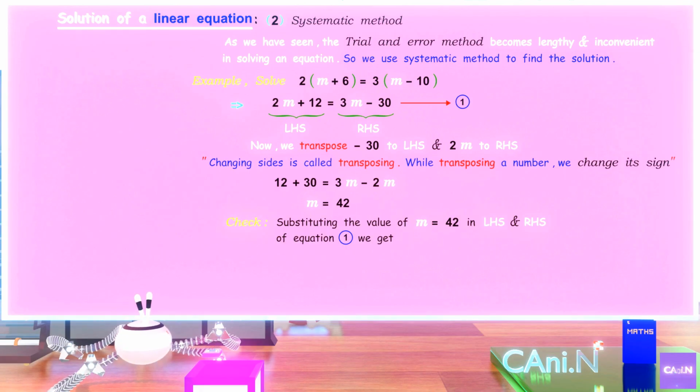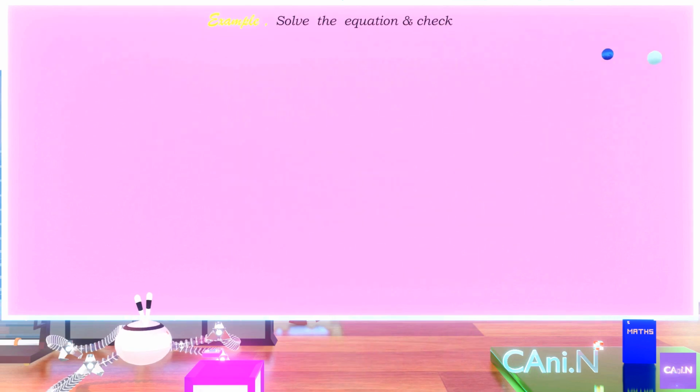Now, let us check. Substituting the value of m = 42 in LHS and RHS of equation 1, we get LHS = 2m + 12 = 84 + 12 = 96. RHS = 3m - 30 = 126 - 30 = 96. Therefore, LHS equals RHS.